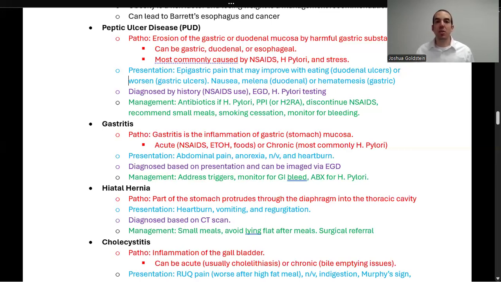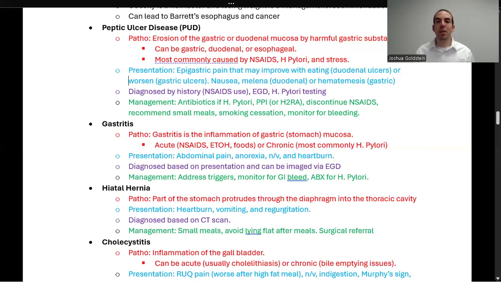Any patient who's diagnosed with PUD is generally going to be tested for H. pylori so that we can rule that out, because if it is H. pylori, then the treatment is going to include antibiotics because that's a bacterial pathogen. If it's not H. pylori, if it's NSAID use, which is more common, then we would go ahead and treat them with a PPI or an H2RA.